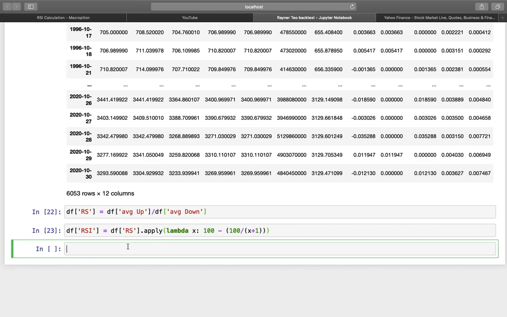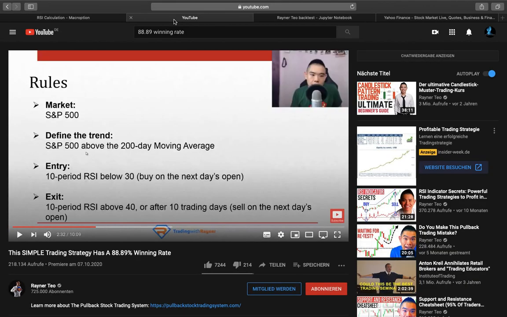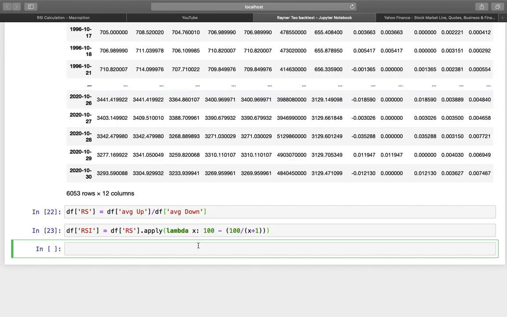Now let us take a look at the video again to remind us of our strategy. We only want to buy the S&P 500 if two conditions are fulfilled. The S&P is above the 200-day moving average and the 10-period RSI is below 30. We have those two values now. So let us define a locator finding those conditions in our data frame and create a column which is telling us if we should buy on that day.